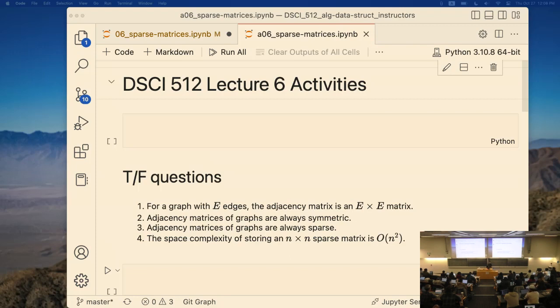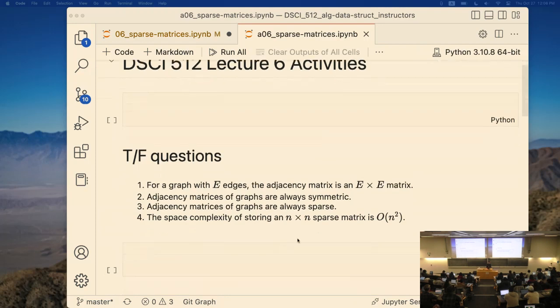Okay, adjacency matrices of graphs are always symmetric. False, and in what situation would it be asymmetric? A directed graph, right. Okay, adjacency matrices of graphs are always sparse. False, yeah. We can have a complete graph or something like that.